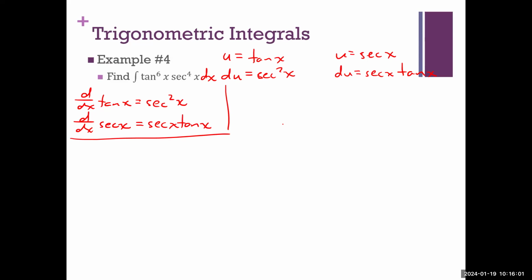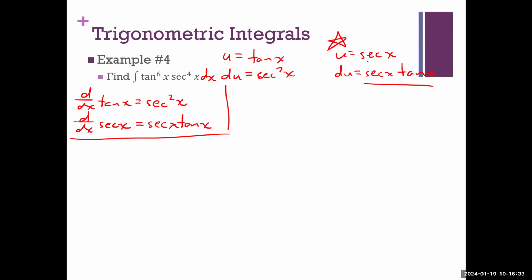Which direction do you want to go? Secant of x, what's that? U equals secant of x. So if you want to try using u equals secant of x, basically what we have to do is this. For us to use this substitution method, we're going to have some secant of x's we can call u. But then we're going to have a secant x tangent x to call our du, right?